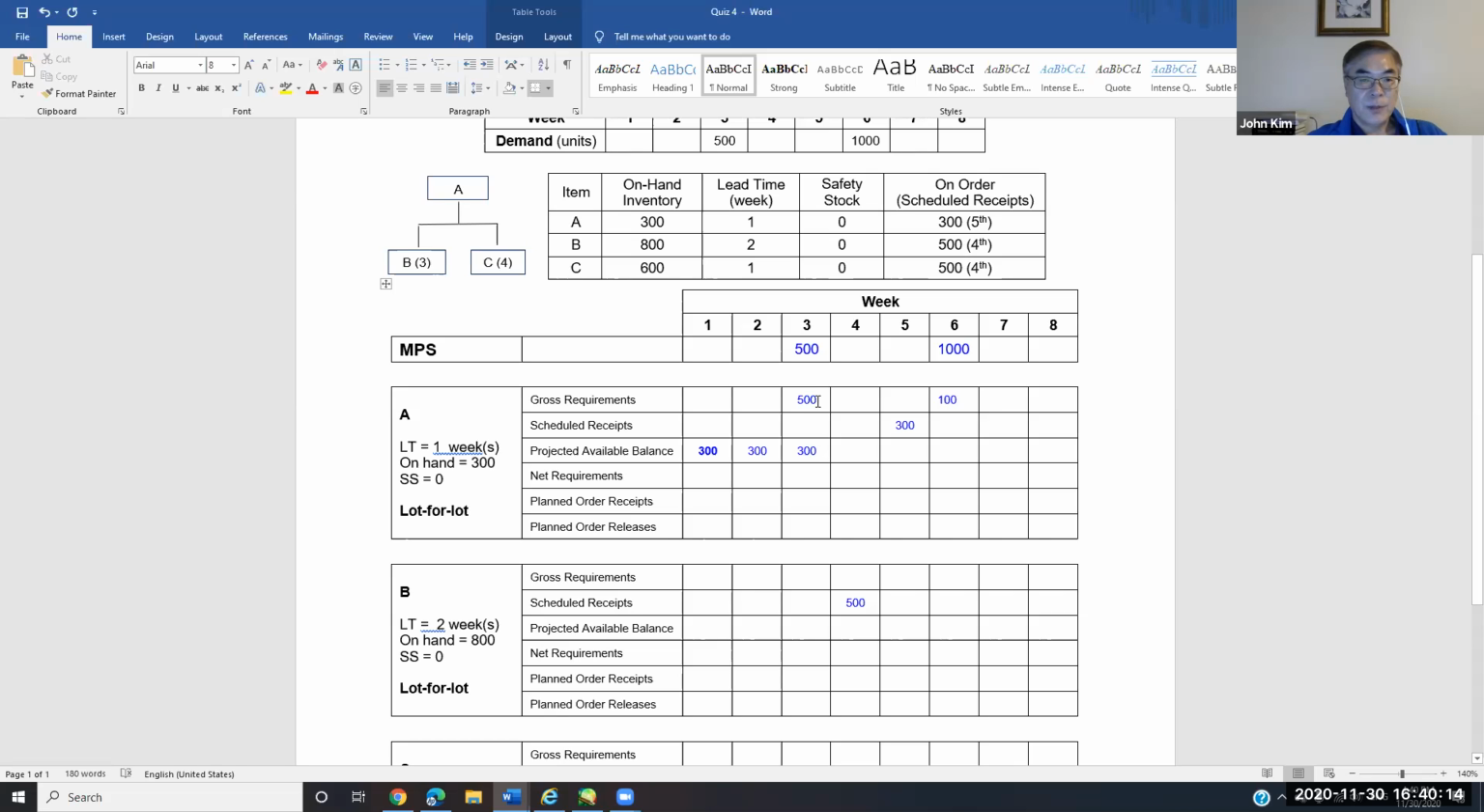300 available, but 500 required. So we need 200 more. That is net requirement. For this item A, use lot for lot. So order quantity is the same as net requirement, and 1 week of lead time, 200.